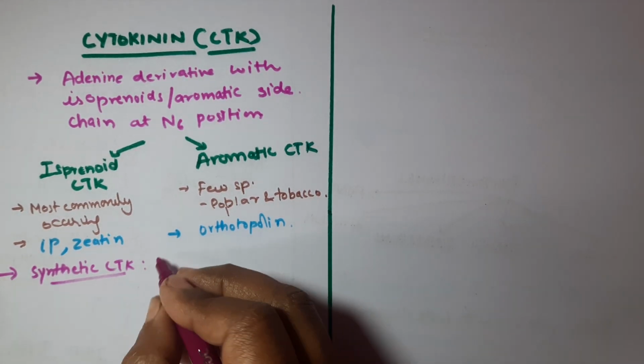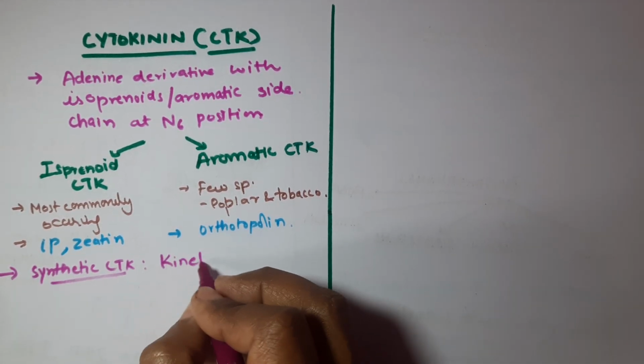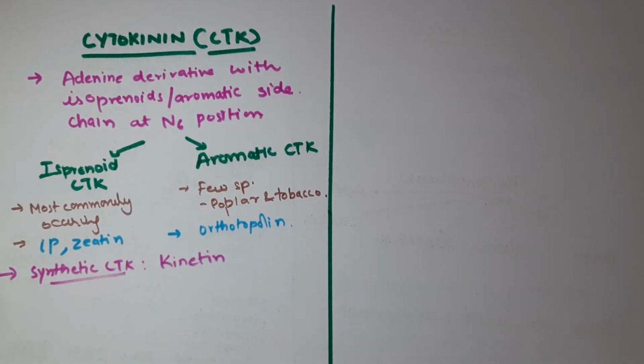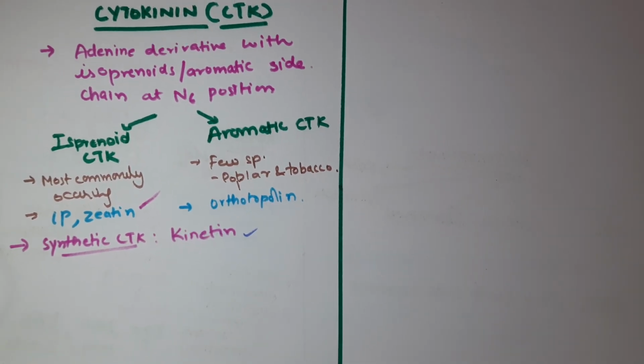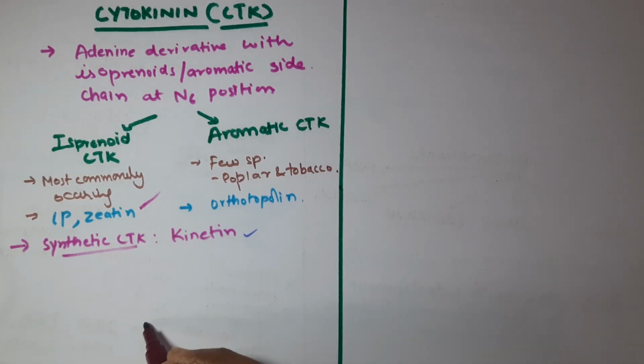For example, there is kinetin. So if somebody asks which is the natural cytokinin, then zeatin is a natural cytokinin. And if somebody asks you what is kinetin, then you can say that it is a synthetic cytokinin. So now let's quickly come to the function or the role of cytokinin. I will write it here, CTK, in short.